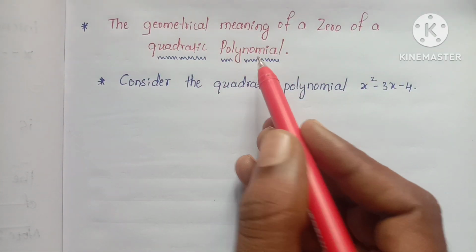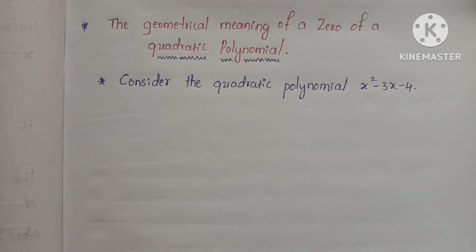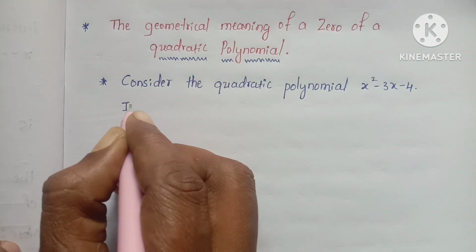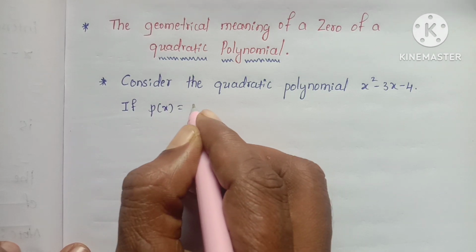This class continues the polynomial chapter. In the previous class we studied zeros of a linear polynomial. Now we study zeros of a quadratic polynomial. Consider the quadratic polynomial x square minus 3x minus 4.